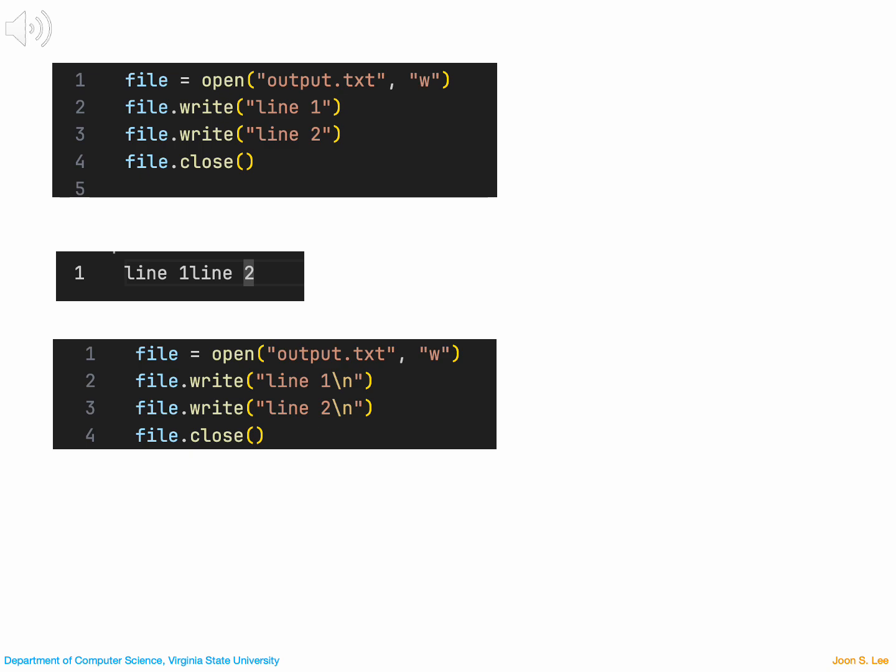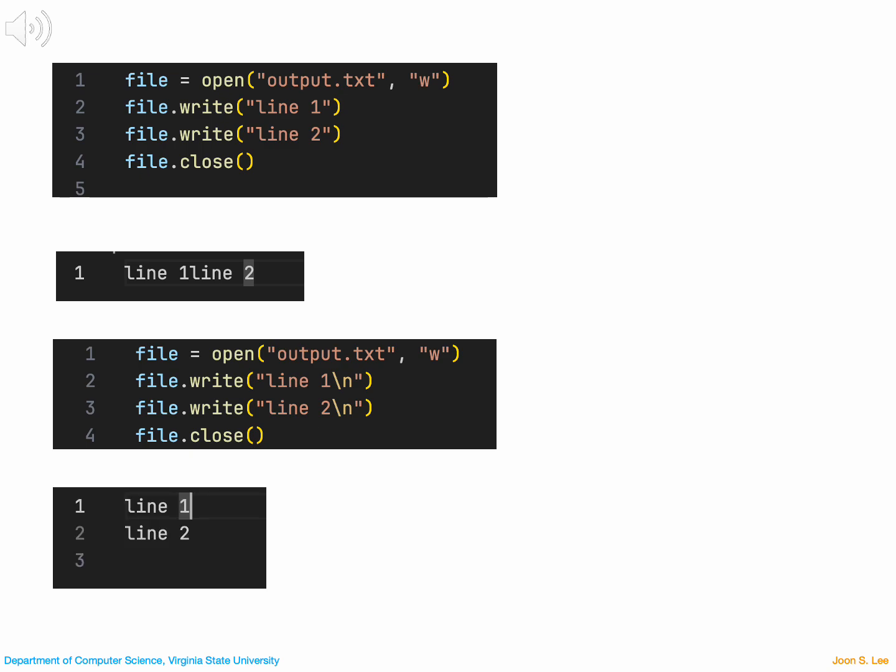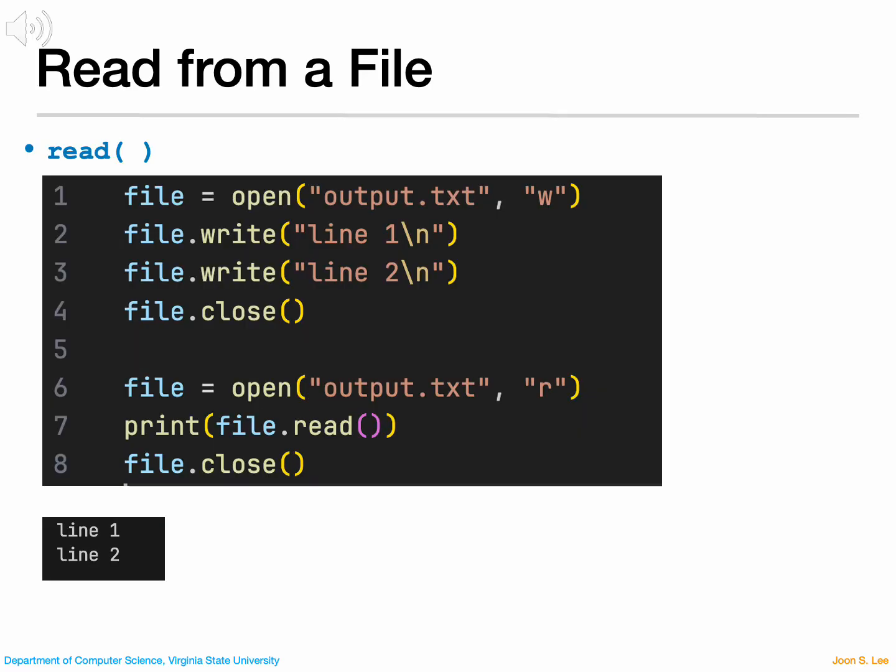In the second example, we fix this by adding \n at the end of each string. This tells Python to move to a new line after writing each line. As a result, the output is now properly formatted, with each line appearing on its own line. This small detail makes a big difference when working with files, especially when readability matters. Now let's look at how to read data from a file.